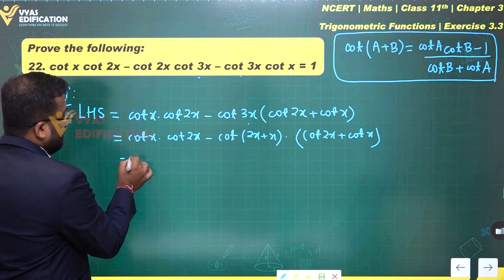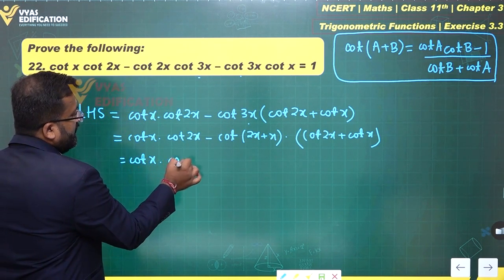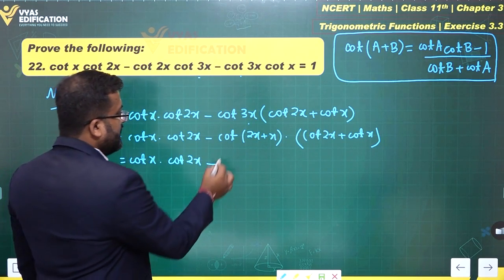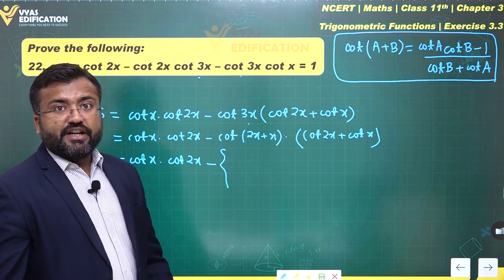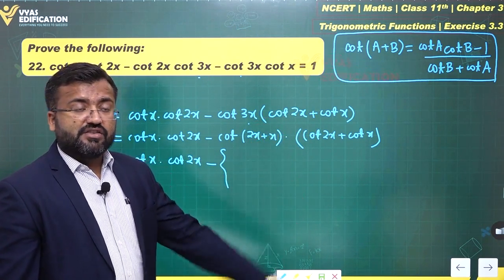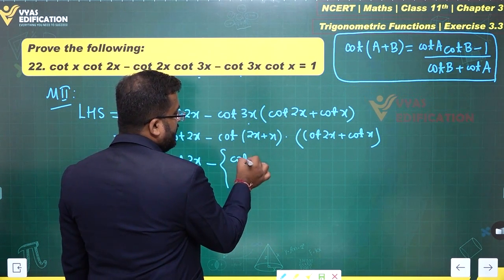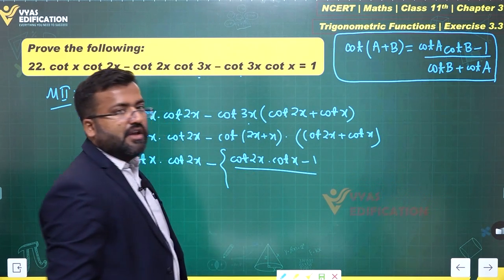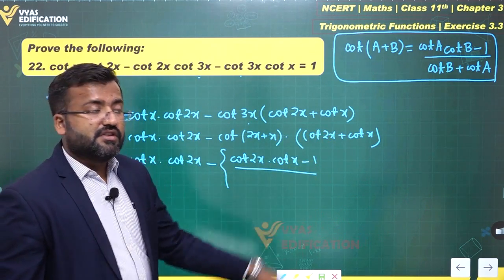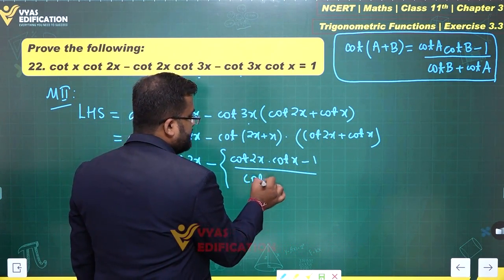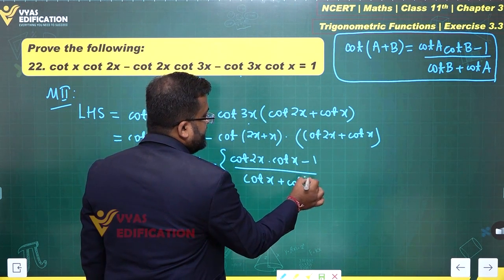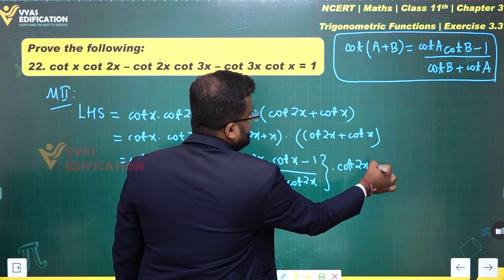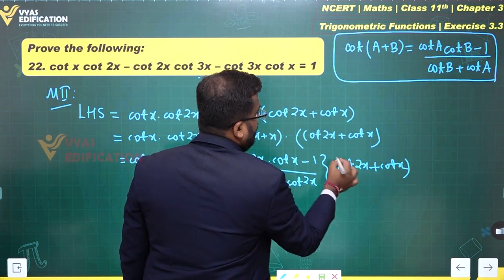What does that give me? Cot x is okay. Minus, if you remember that formula, things will become very easy. What you have over here is cot a plus b, which is cot a cot b minus 1. This is cot 2x cot x minus 1 over cot b plus cot a, which is cot 2x plus x, cot x plus cot 2x in the denominator. This is cot 2x plus cot x in another bracket over here.